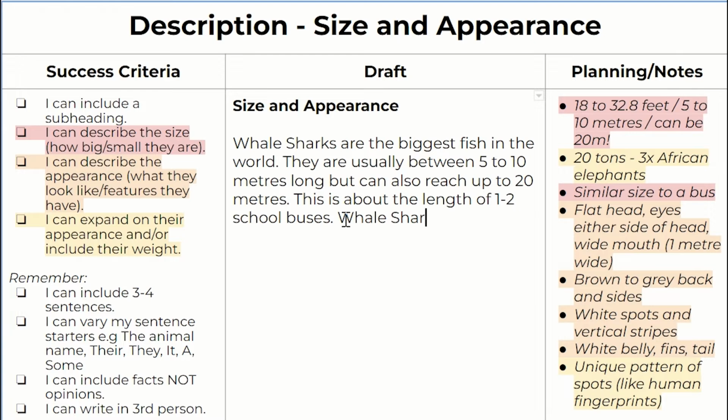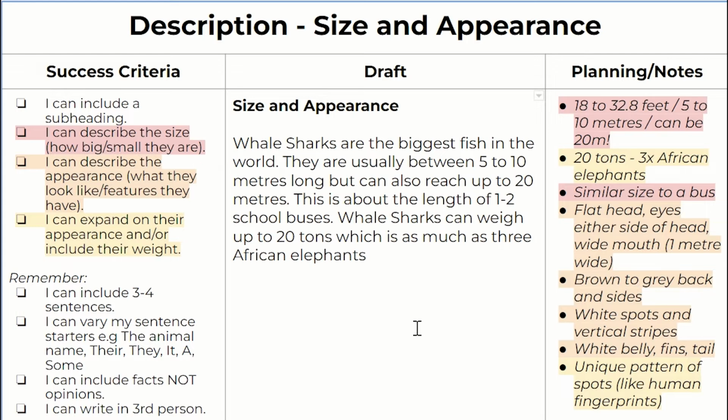Whale sharks can weigh up to 20 tons, which is as much as 3 African elephants. Because this is pretty extraordinary, I'm going to put an exclamation mark. I probably wouldn't put an exclamation mark everywhere in an informative piece of writing, but if it's extraordinary, I'm going to add one there. Now I'm looking back at my criteria, and now I need to start talking about its appearance.